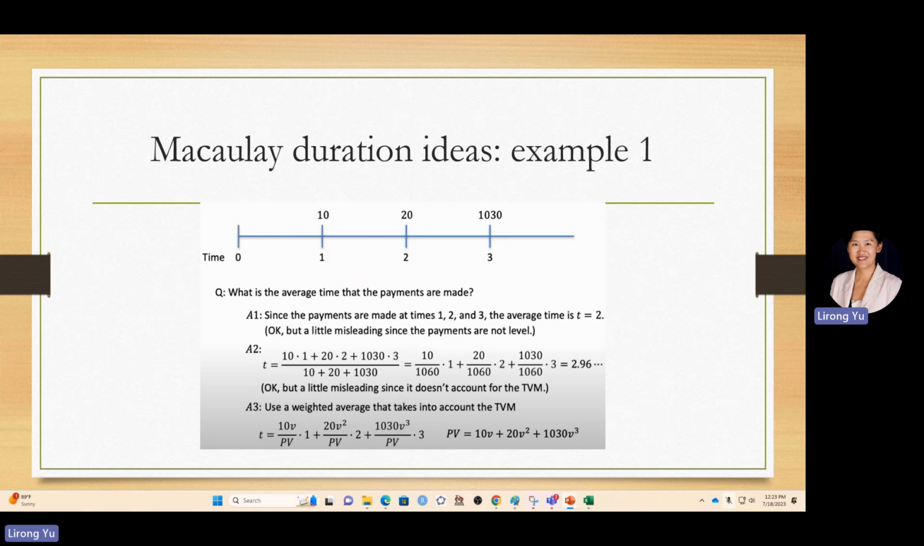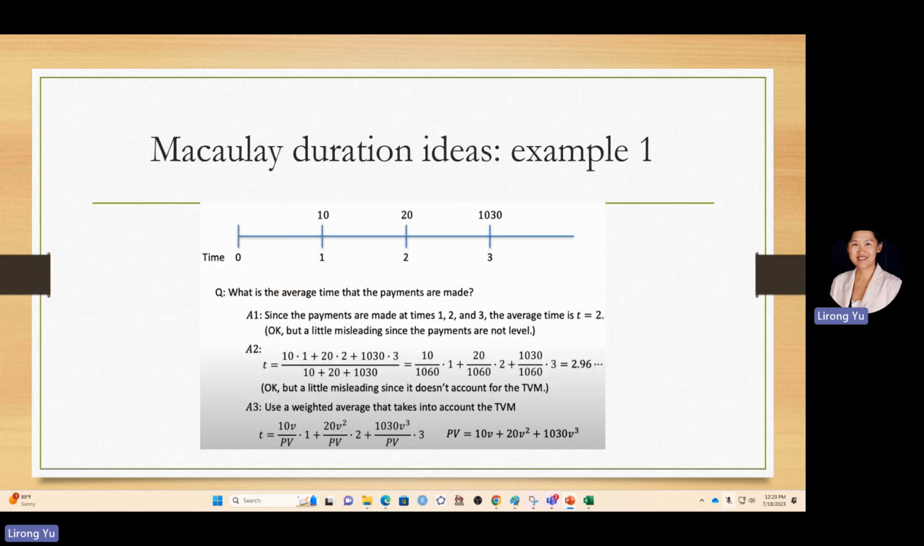The present value of each cash flow is being added in the present value calculation. Now, each one of these can be divided by PV: 10v divided by PV, 20v squared divided by PV, 1,030v cubed divided by PV. That is a weight for each present value of the future cash flow. Now, using that as the weight, we multiply by the times 1, 2, 3, the time of each cash flow. And this is the calculation of Macaulay duration.